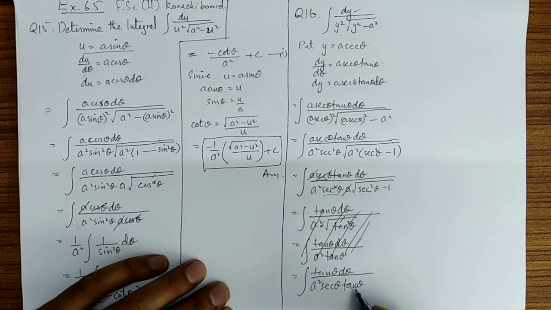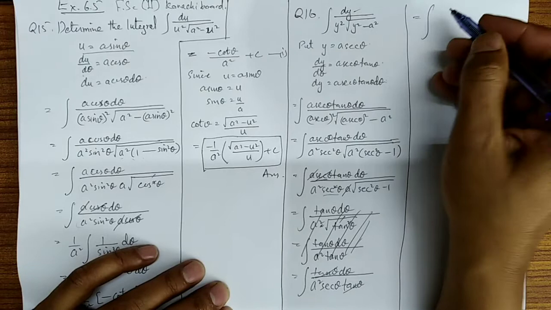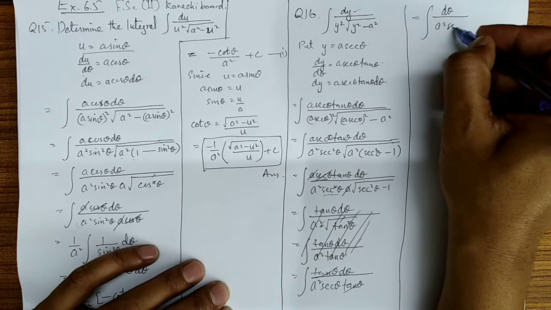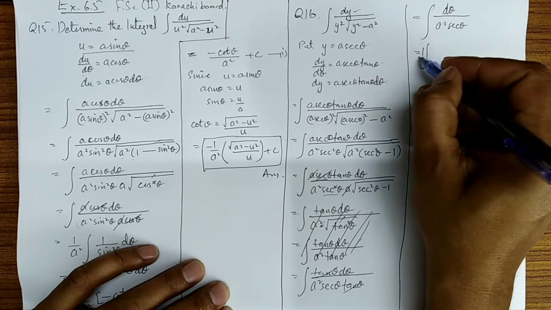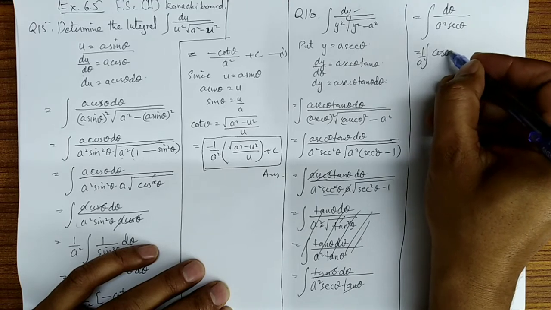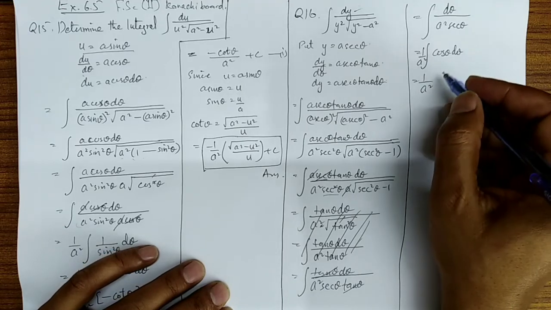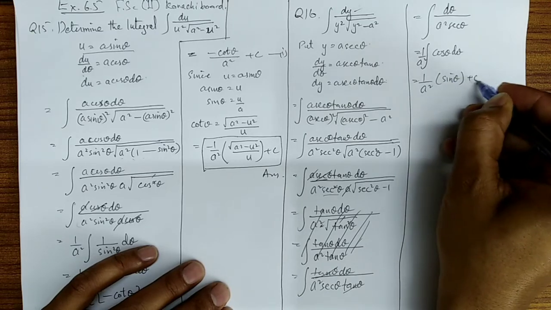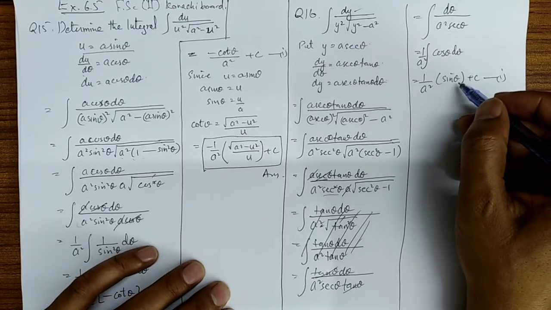tan theta. So tan theta and tan theta will cancel out, that will provide d theta in numerator only now, a square sec theta. Okay, integral of, now taking this a square outside and moving this sec theta, 1 upon sec theta is cos theta d theta, 1 upon a square, integral of cos theta is, that is sin theta plus c. So name this as equation 1, which is our answer in form of trigonometric ratios.